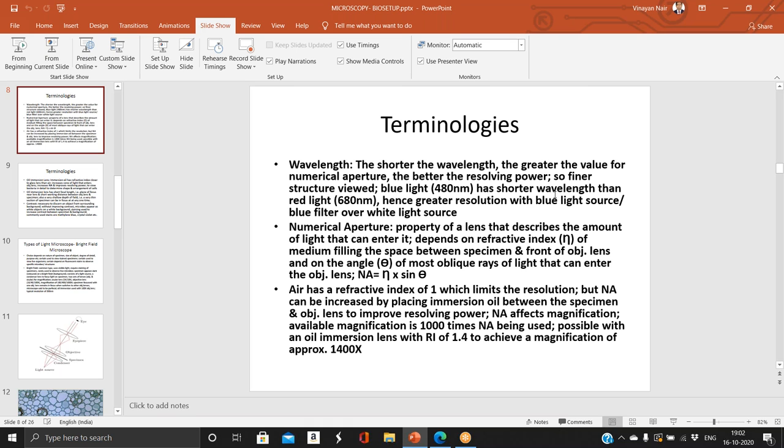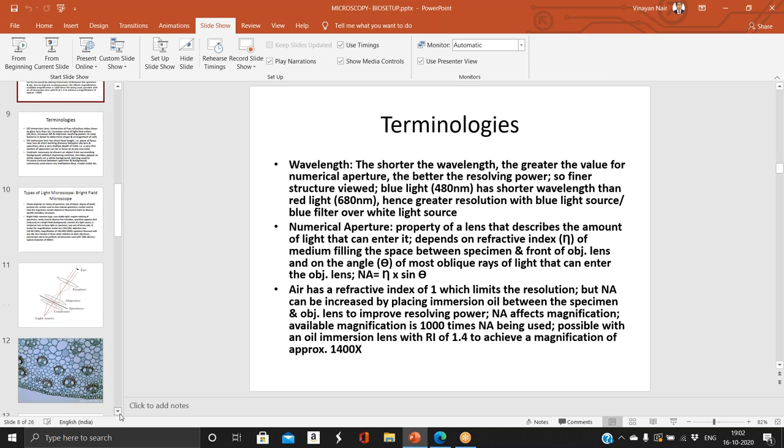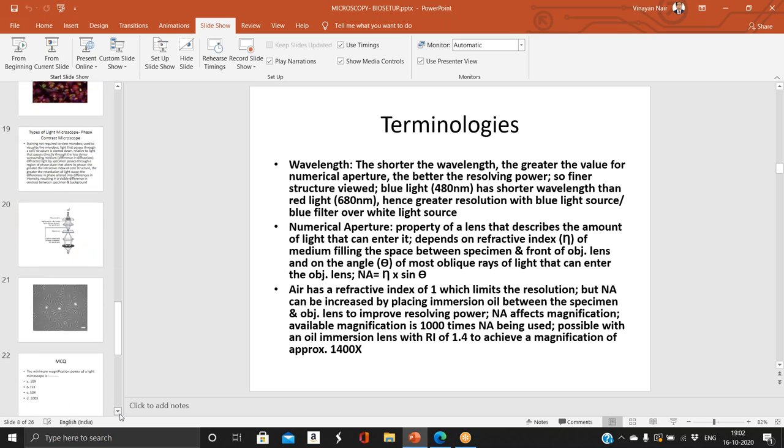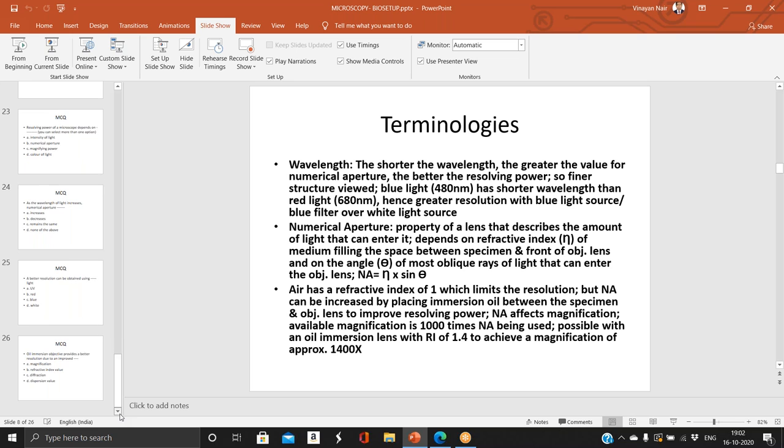Hence, greater resolution with blue light source. That is, we can use even a blue filter over white light source. Greater resolution with blue light source or blue filter over white light source. Clear? So, we are not considering UV as an option there. We will go with the other three options: blue, red, and white. So, among them, blue is the correct answer.